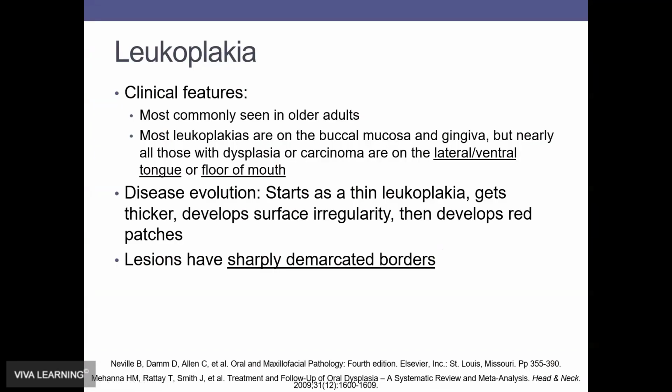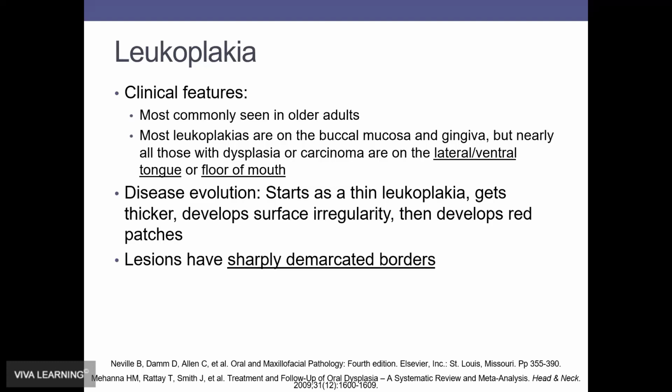So my second to last thing I'm going to talk about is leukoplakia. This is the number one way in which oral potentially malignant conditions present. It is most commonly noted in older adults. In fact, 10% of your white men over the age of 70 have leukoplakia. The most common location to find it is buccal mucosa and gingiva, but nearly all of those with dysplasia or cancer are found on the lateral ventral tongue or floor of mouth.